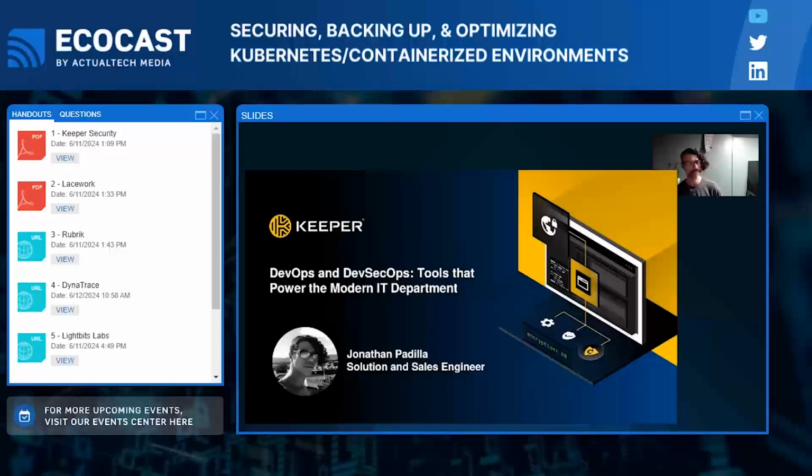Hello, my name is Jonathan Padilla. I'm a solution and sales engineer here with Keeper Security. And today, we're going to be talking about DevOps and DevSecOps, tools that power the modern IT department.